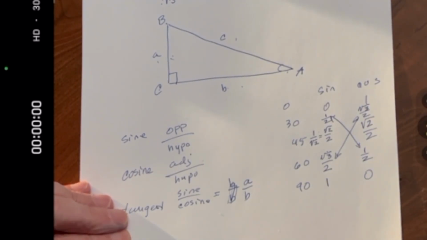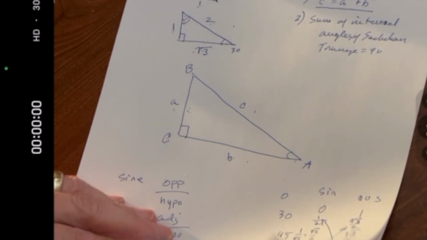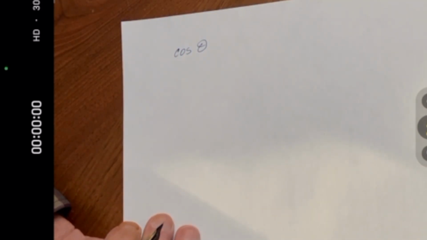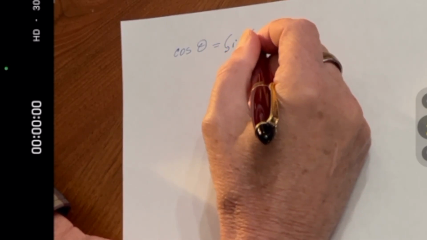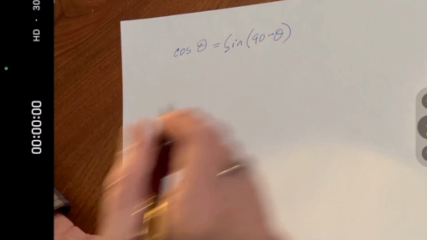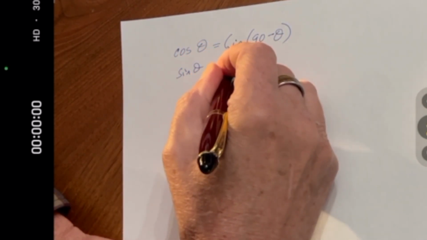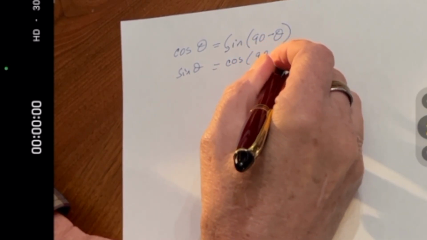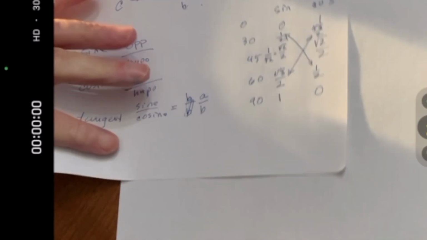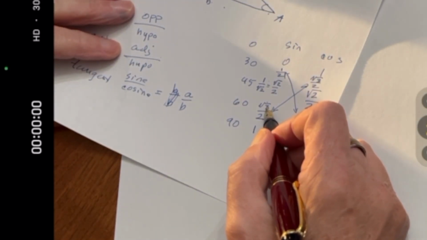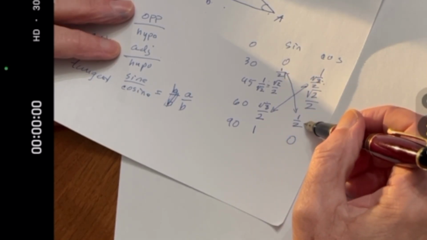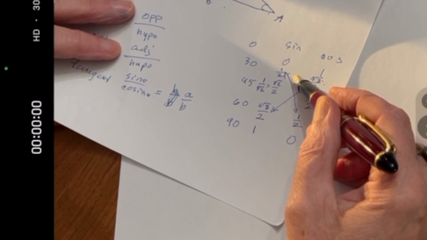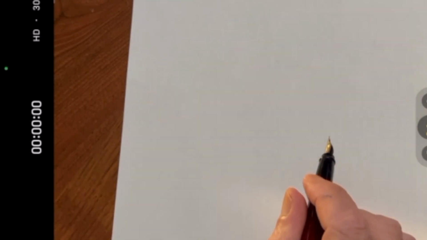Okay? Now, 2 more quick things, and then I'll let you go. All right. The cosine of any angle theta equals the sine of 90 minus theta. Okay? Likewise, the sine of theta equals the cosine of 90 minus theta. And we just saw that right here. So the sine of 60 degrees equals the cosine of 90 minus 60 degrees, or 30 degrees. Likewise, the cosine of 60 degrees equals the sine of 90 minus 60 degrees. Okay? That's just a trigonometric identity.